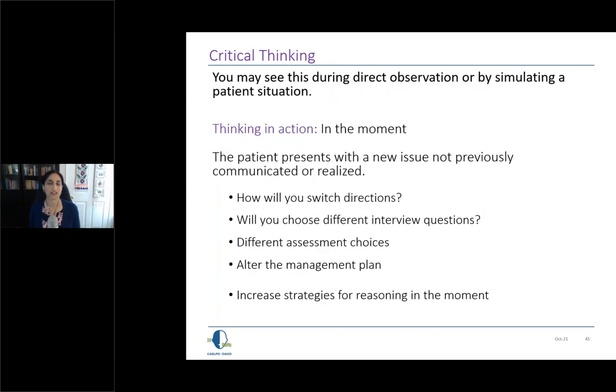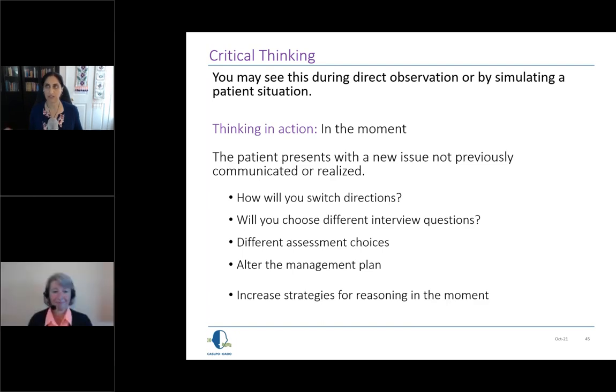And then thinking in action. So in mentorship, you may see thinking in action when you're directly observing the mentee, or you could talk about this by simulating a patient situation. So thinking in action is thinking in the moment. So for example, the patient presents with a new issue not previously communicated or realized. So let's say the patient says, I've actually been having this problem for the last 4 weeks. So if they say that, how will you change directions? Will you change directions? Will you choose different interview questions? Will it change your assessment choices? Will it alter the management plan? So increasing strategies for reasoning in the moment.